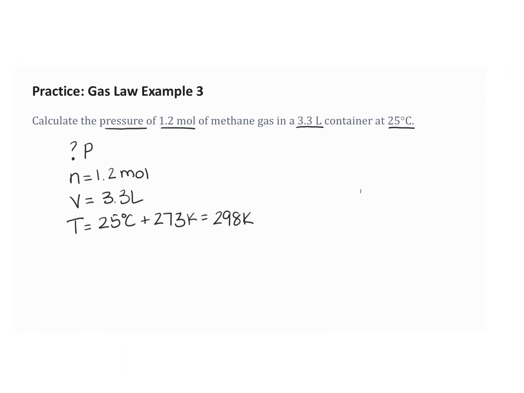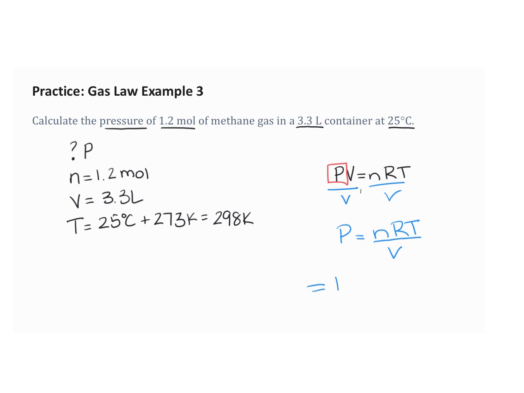And so we're looking for pressure. We have moles, volume, and temperature. We do not have two conditions here, and so that means we are going to use the ideal gas equation, or PV equals nRT. What we want to do is get pressure by itself because that's what we're solving for. So to do that, we're going to divide both sides by the volume. Now our pressure equals the number of moles times the gas law constant times temperature over volume.